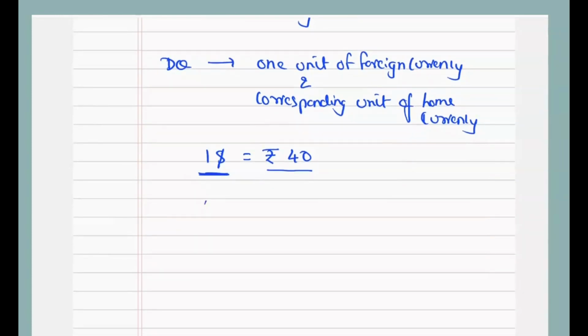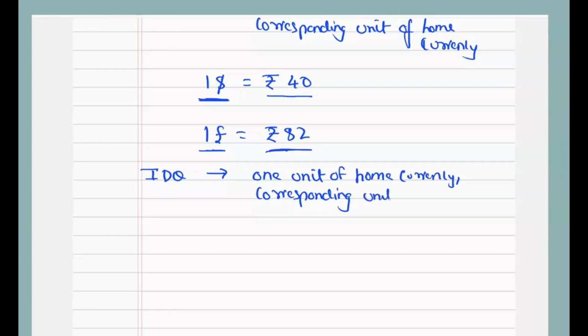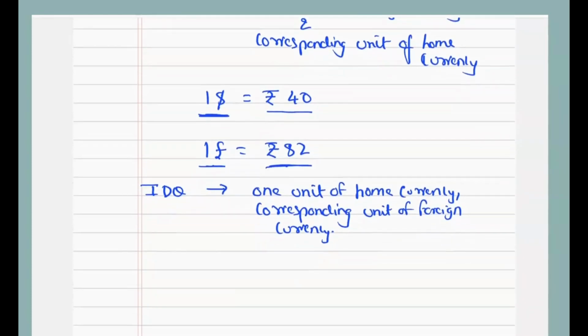Suppose I say 1 pound is equal to rupees 82. In this case, with respect to India, it is a direct quote. Why? One unit of foreign currency, corresponding unit of home currency. In a similar way, we talk about the IDQ, that is the indirect quote. The indirect quote is one unit of home currency and the corresponding unit of foreign currency.